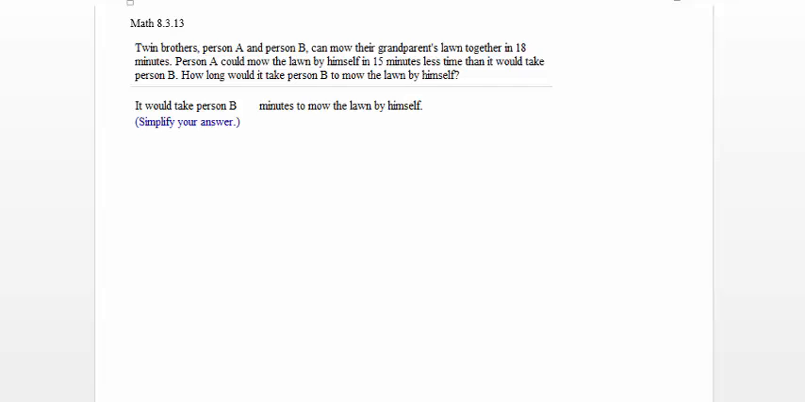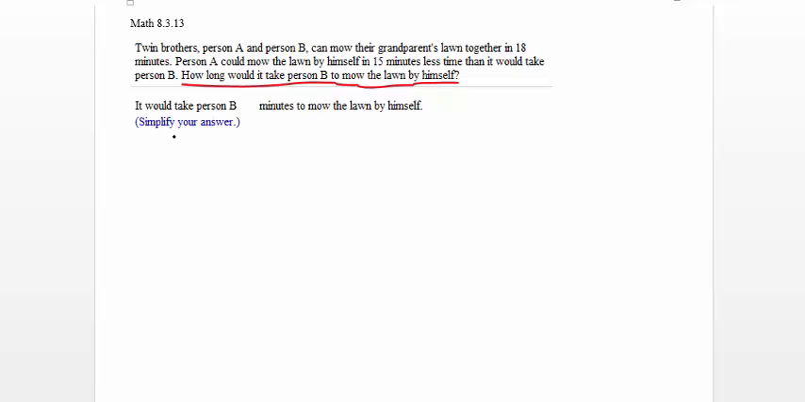Let's take a look at exercise 13 from section 8.3. Twin brothers, person A and person B, can mow their grandparents' lawn together in 18 minutes. Person A could mow the lawn by himself in 15 minutes less than it would take person B. How long would it take person B to mow the lawn by himself?